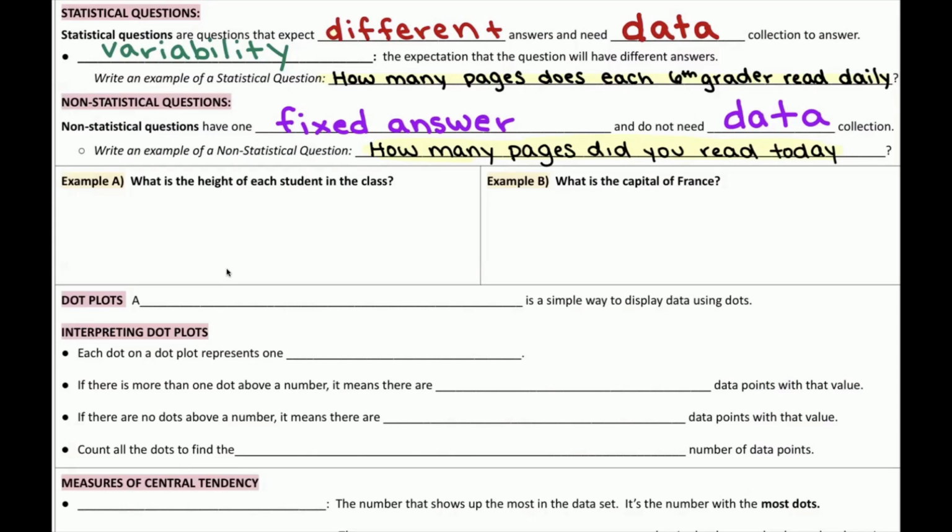In example A and B, we're going to write if each question is statistical or non-statistical and why. So go ahead and pause the video. For example A and B, write if it's statistical or non-statistical and why. Then come back to the video to check your work.